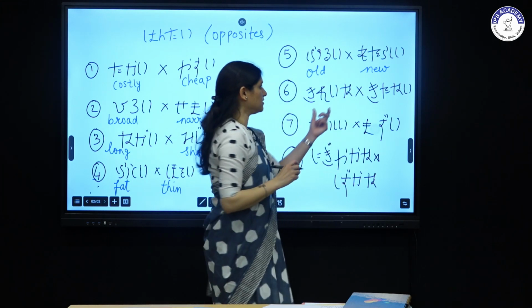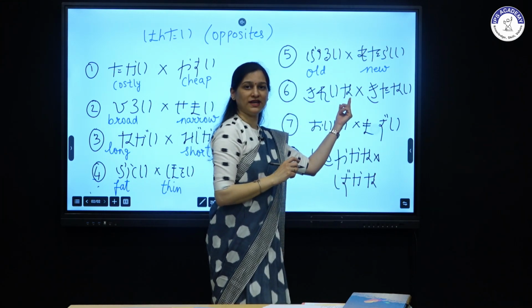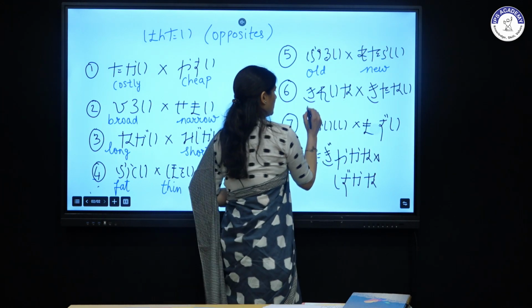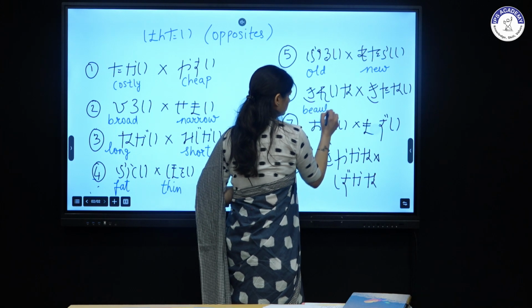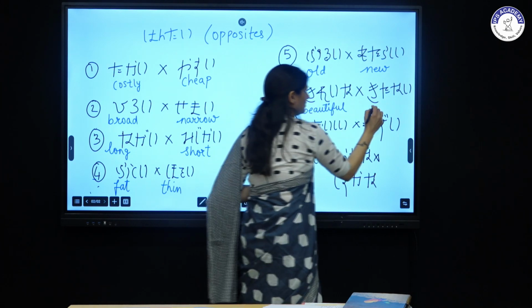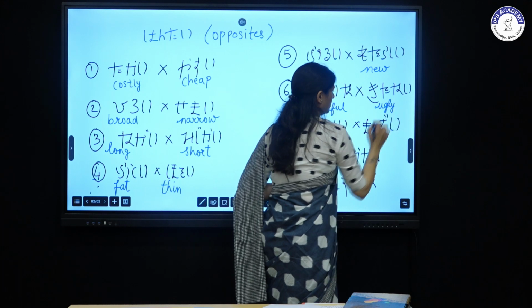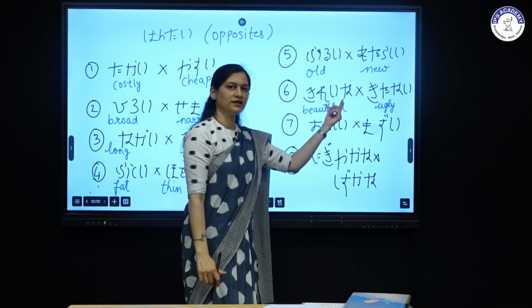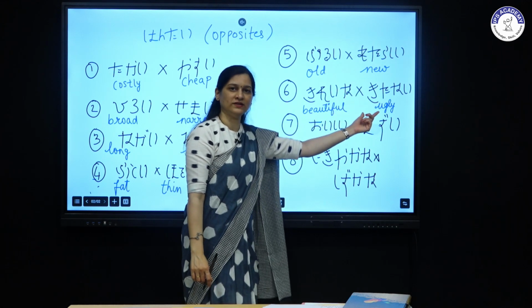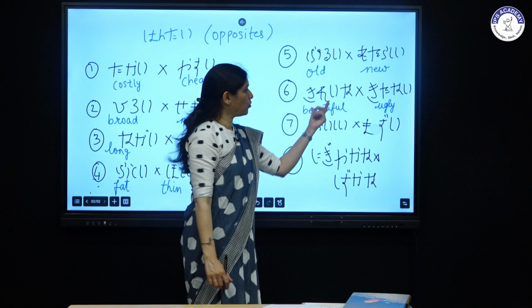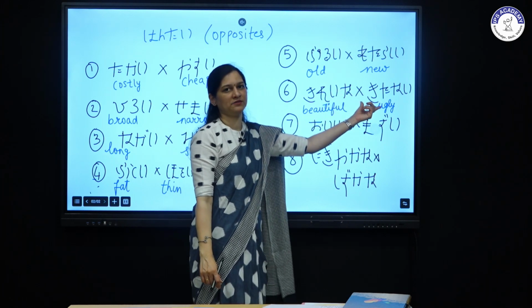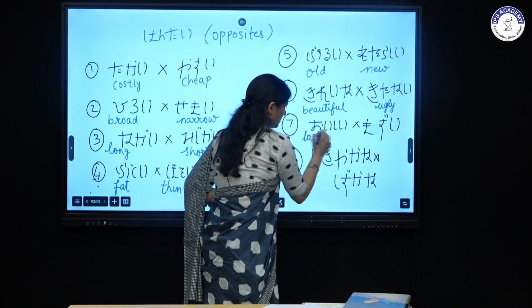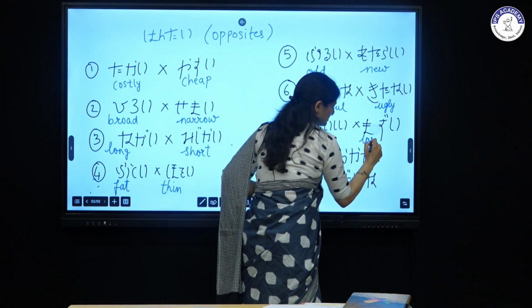Kirei na. See, you can observe. You must have noticed by now that this is a na-ending adjective. That means it ends with na. So kirei na is beautiful. Kitanai is ugly. For a na-ending adjective, it's not necessary that its opposite should be na-ending only. In a pair of opposites, one can be a na-ending adjective and the other can be an e-ending adjective. Oishii is tasty and mazui is tasteless.